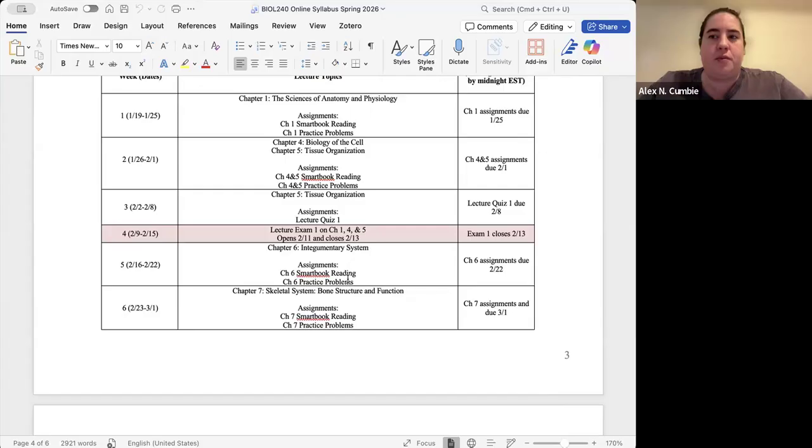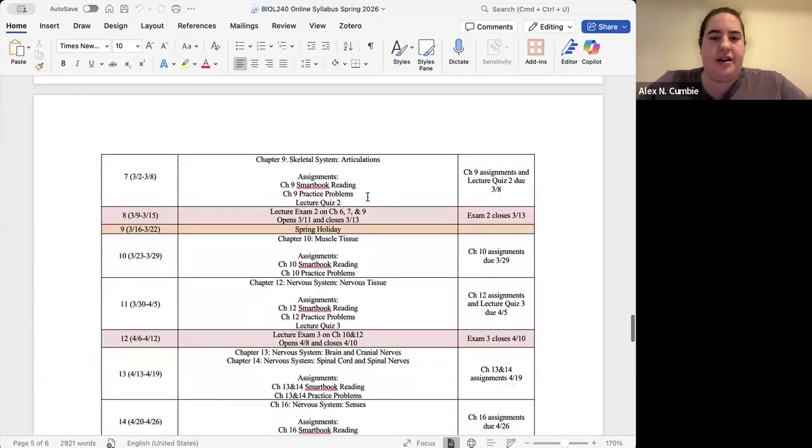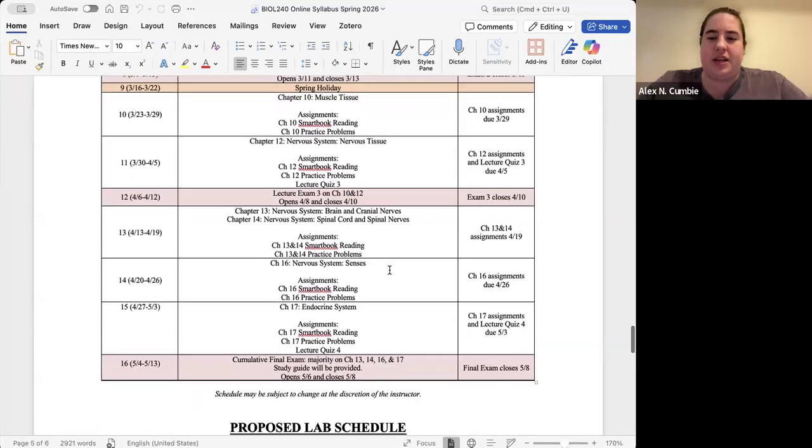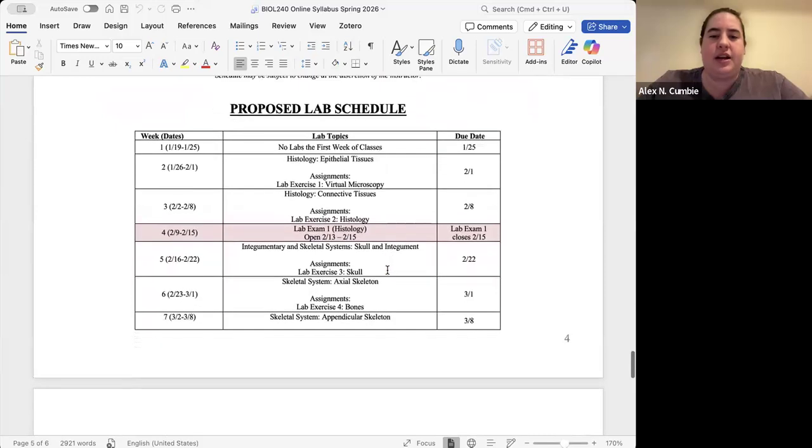The exam is going to be open for multiple days, so you can pick when you take it. So you can see that this first exam here tells you the chapters it's on and is going to be open from 2/11 to 2/13. So you can pick the day that works best for you. Continuing on, we have just the dates in here for each exam. If we have a break, like our spring break here, spring holiday, that's been accounted for. And then we have our lab schedule here, and it tells you when the lab exams are as well.